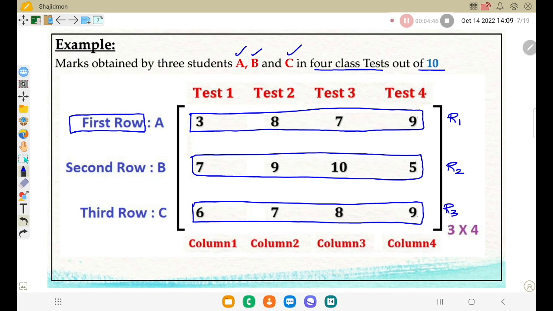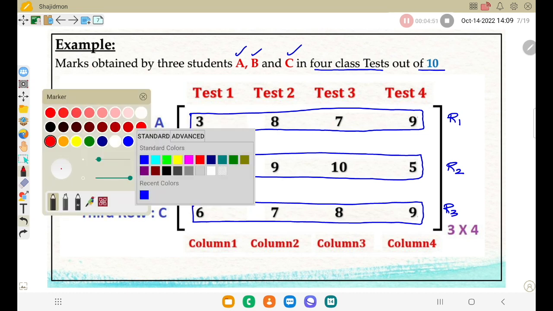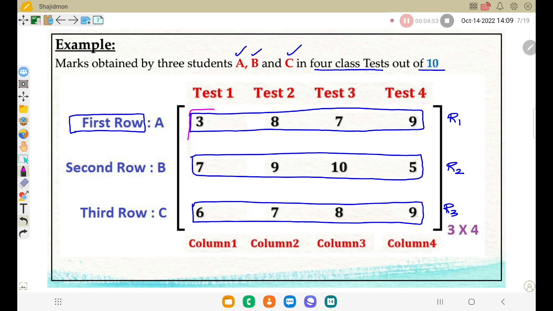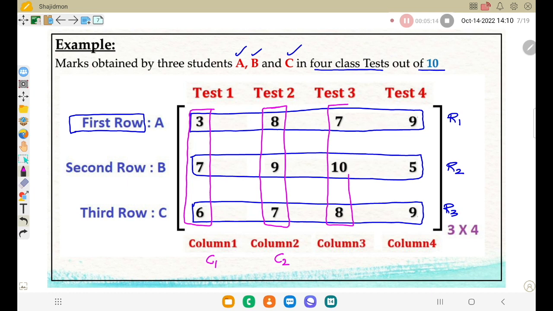Now in the same way, the first column you can see is this one, 3 7 6, column number 1 or C1. Column number 1 means only the test 1 marks. Each of these 3 students' marks are represented in column 1. Column 2 is the test 2 marks, which we can represent as C2. Column 3 has the test 3 marks, and column number 4 has the test 4 marks, correct?